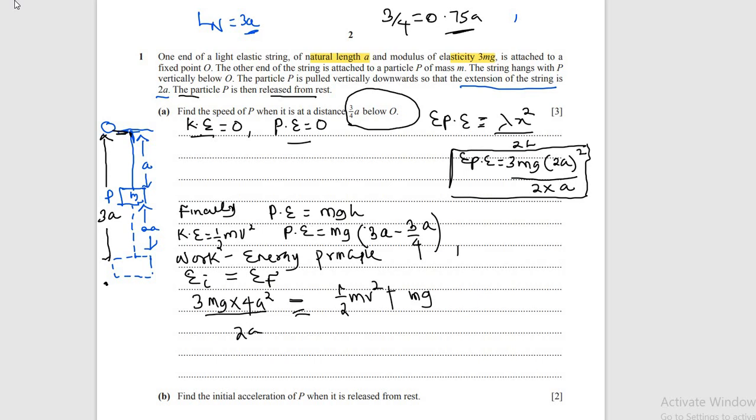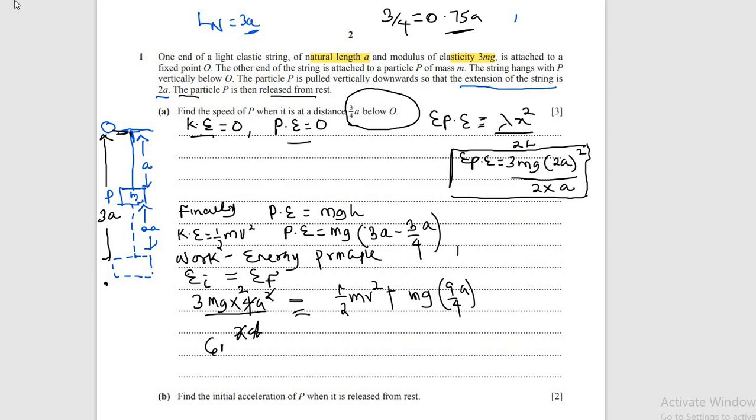that gives us 9 over 4A. So the question asks us to find the speed. From here we have this A, cancel this A. At the end of the day, 2 here, 1, 2 here is 2.